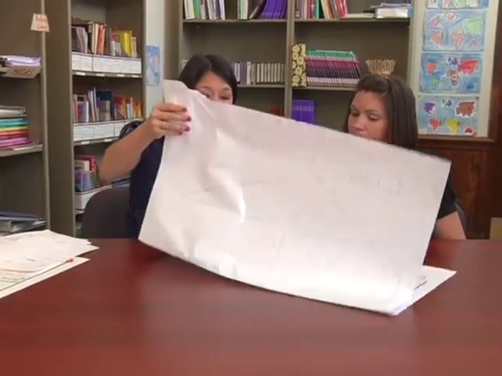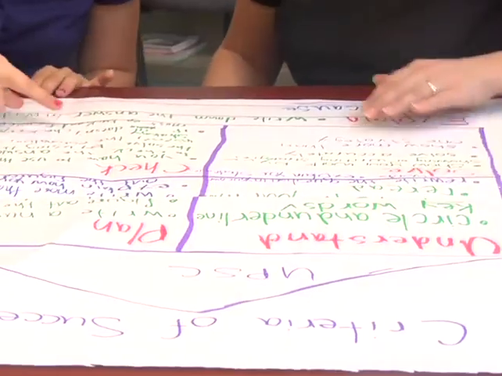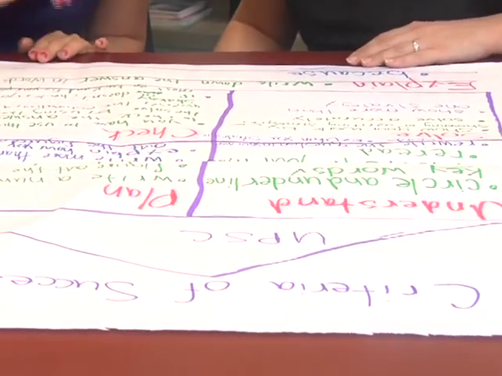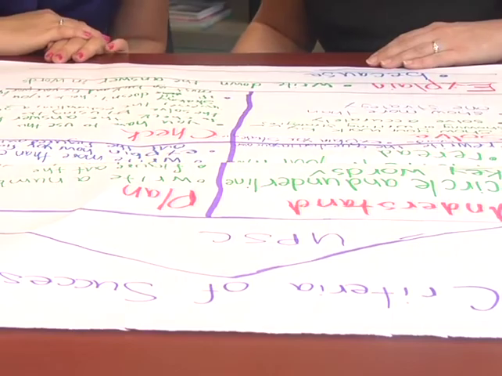Right. So then we moved from there and we worked as a class to create some different criteria of success. And I did what I was talking to you about, using the green and the blue. Oh, yes, the green and blue. Excellent.